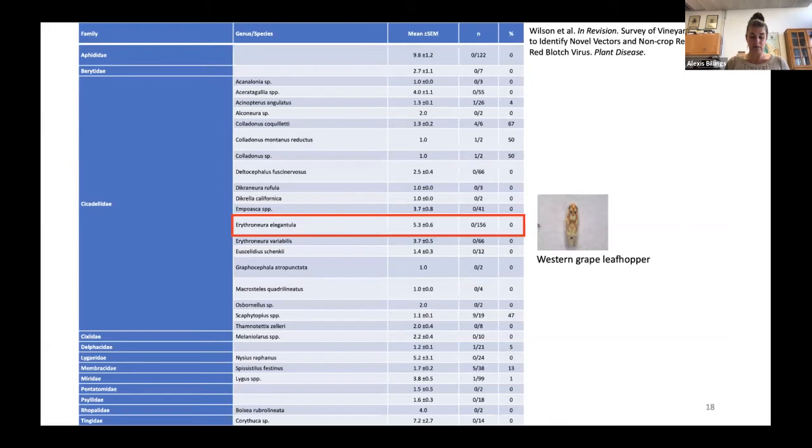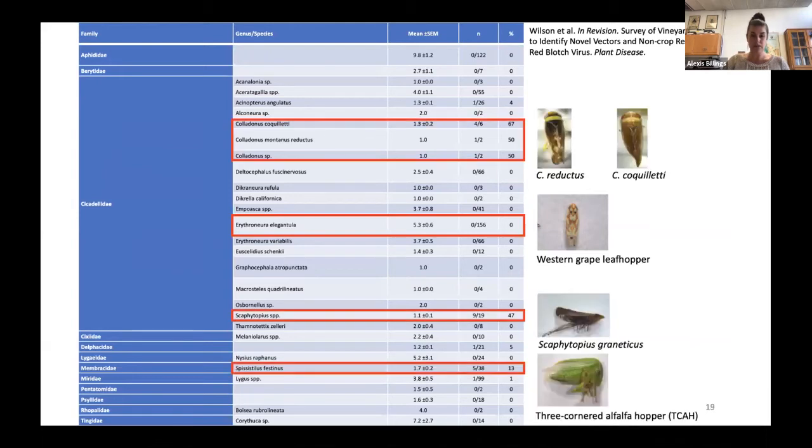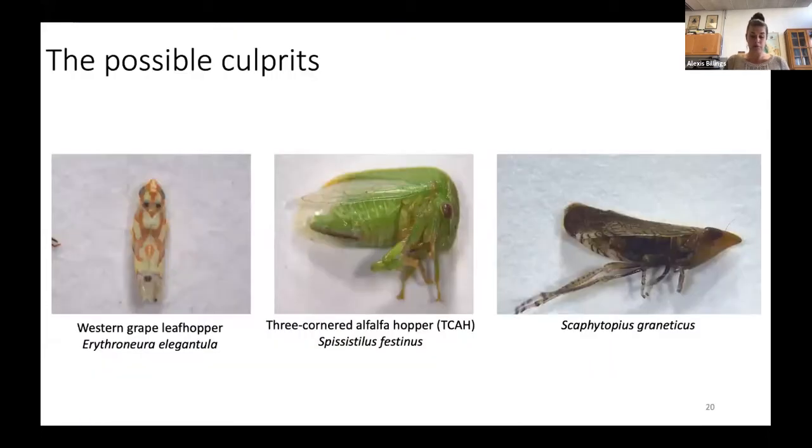However, it is very common and it does feed on grapevines, hence its name. So we are going to include it in our list. So we have identified 4 possible insects that can acquire the virus and 1 that is just really common in the vineyard. Moving forward, we're going to put a pin in the 2 Colodonus species just because they're very low abundance.